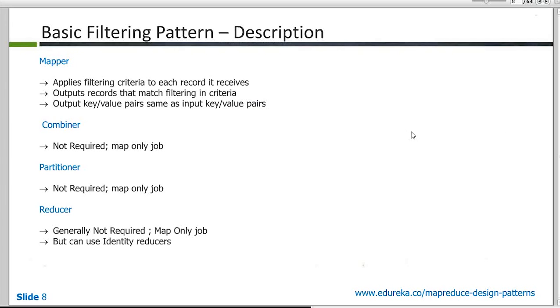How are the mappers, combiners, partitioner, and the reducers used in this pattern? As you have seen in the diagram, we did not require any combiner. There was no partitioner, and there was no reducer as well. But you could use a reducer, an identity reducer probably, but generally it's not required. Actually, if you use an identity reducer, in some sense it becomes like an inverted index pattern and filtering pattern applied together.